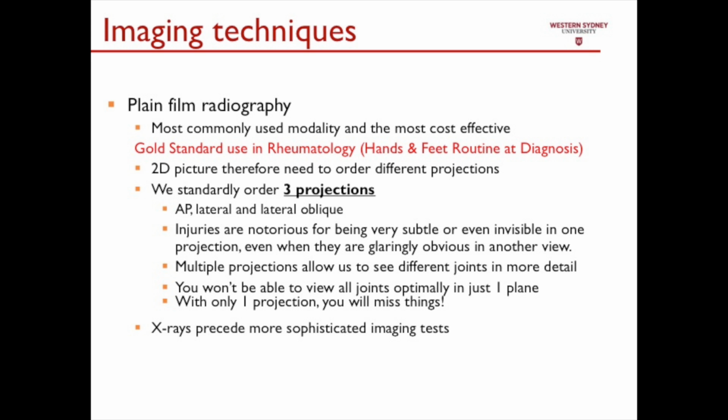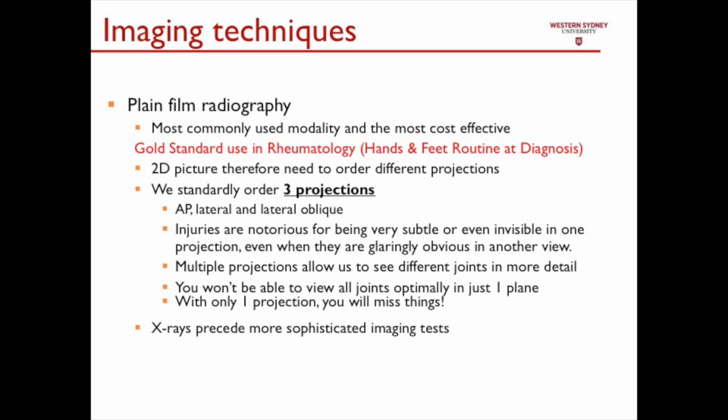So a major focus will be X-rays. However, we will go through the different imaging techniques. But plain film radiography, or X-ray, is the most commonly used modality and generally is considered to be the most cost-effective. It can be considered a gold standard for use in rheumatology, particularly for hands and feet, and is fairly routine at the point of diagnosis. However, we will talk when we go through specific rheumatic conditions that really it's fairly insensitive to early joint changes in many of the diseases.